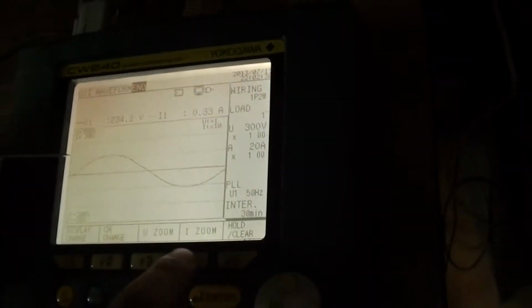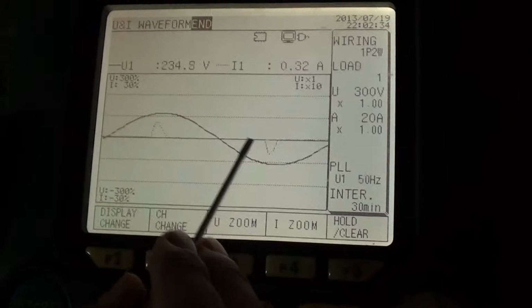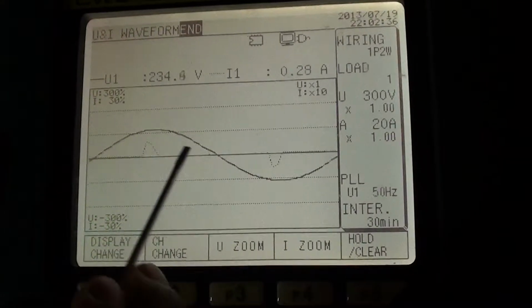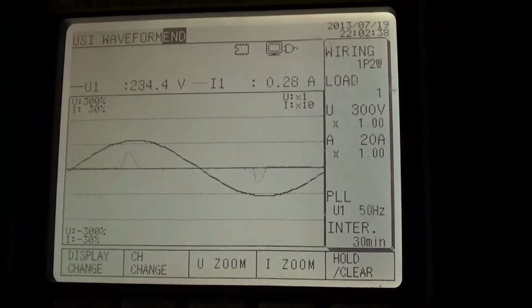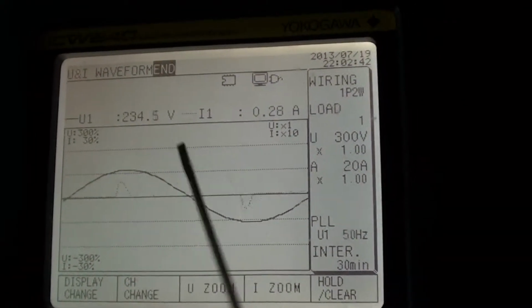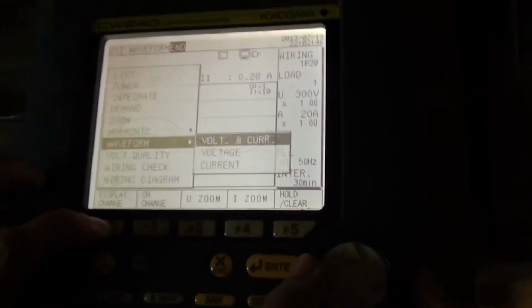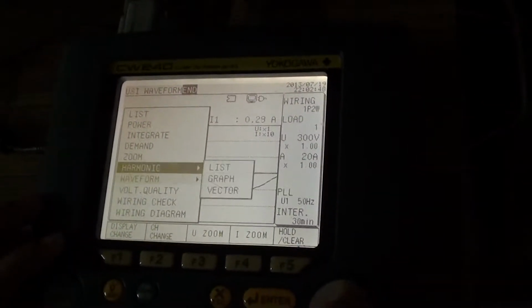As we can see the waveforms of voltage and current, there are spikes in the current waveform which are observed here and here. The voltage is completely sinusoidal and the voltage value is 234.4 volt and the current value is 0.28 amperes. Now let's move on to harmonics.